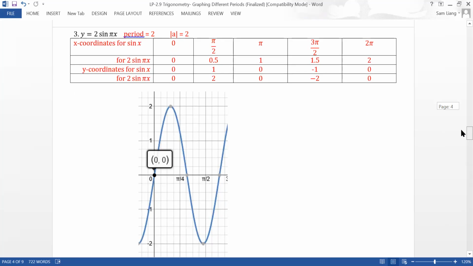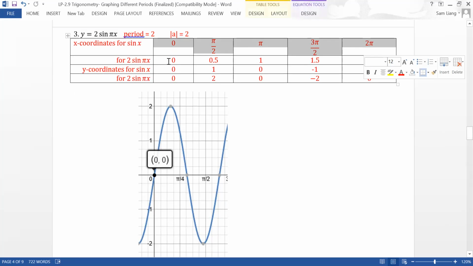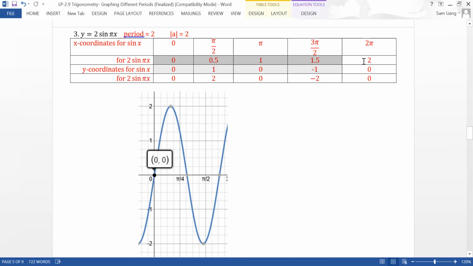All right, question 3. Here it's y equals 2 sine pi of x. So the period is 2 pi divided by pi here. The coefficient k is pi, right? So 2 pi divided by pi is just 2. And the absolute value, the amplitude, is just 2, right? Okay, so first row, same as always, 2 pi. And then for this row, we divide by pi, okay?